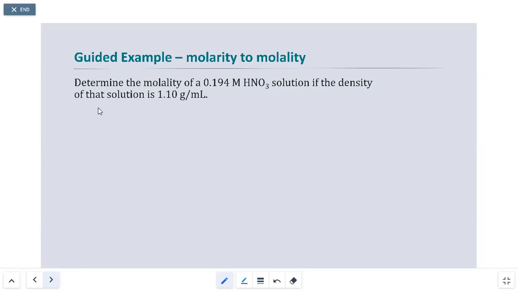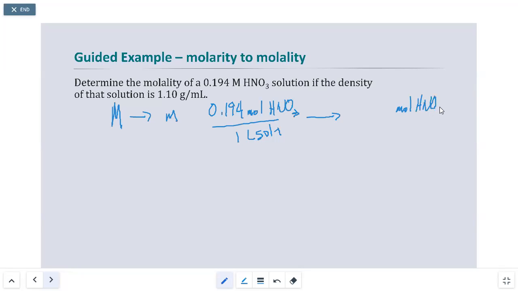Now, the key to this kind of problem, once again, lies in knowing what our definitions are. We want to go from molarity to molality. So we want to go from 0.194 moles of nitric acid over 1 liter of solution to moles of nitric acid over kilograms of water.